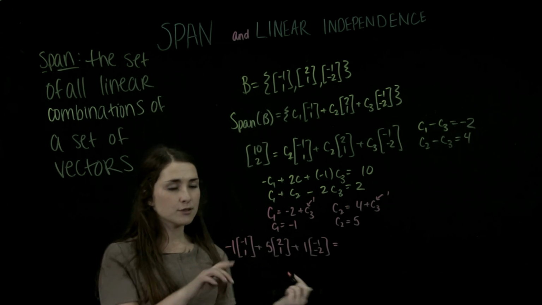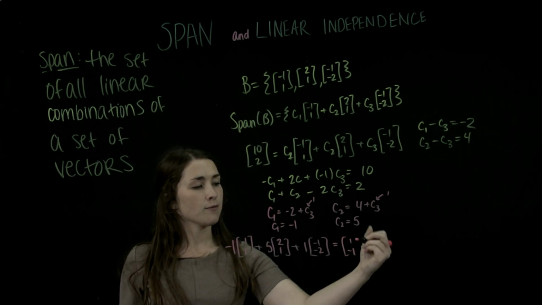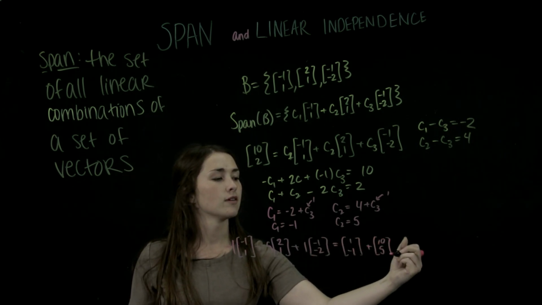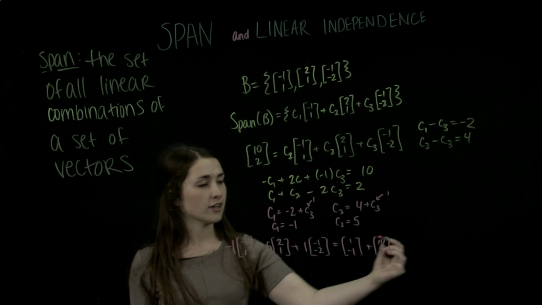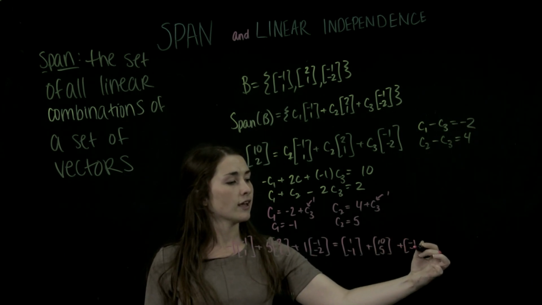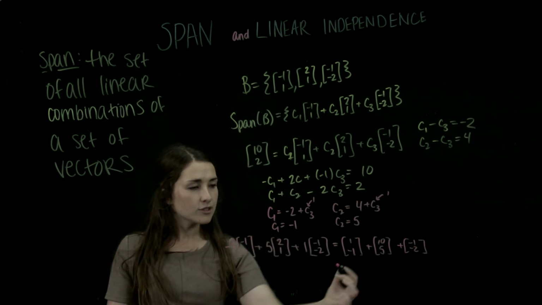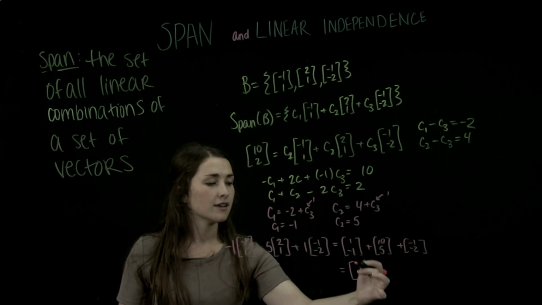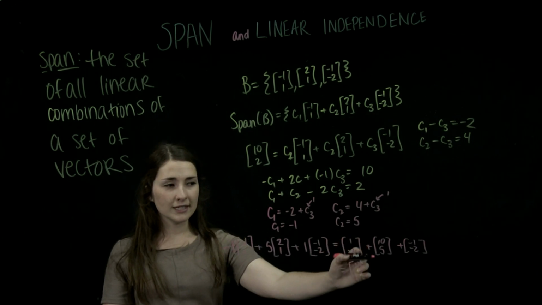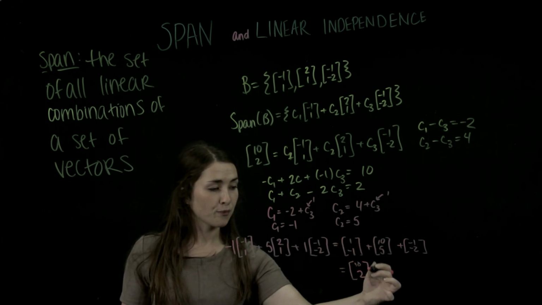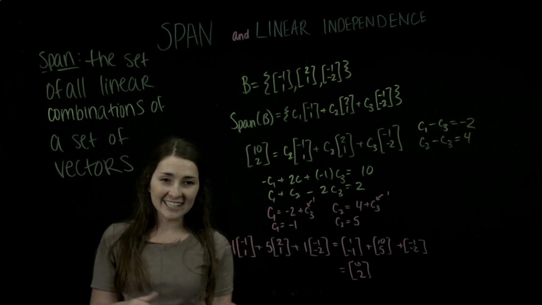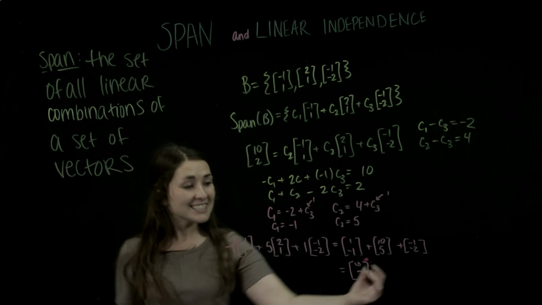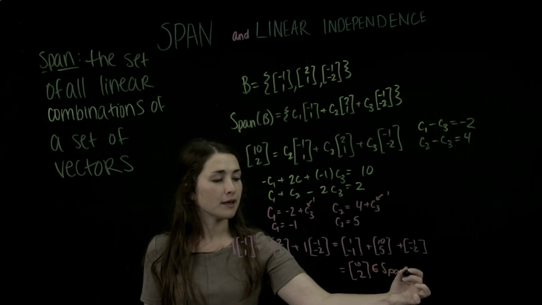We have -1 times our first vector is going to give us (1, -1). 5 times our second vector is (10, 5). And then 1 times our last vector is going to be (-1, -2). So what is this equal to? We have 1 plus 10 minus 1 is 10. And -1 plus 5 minus 2 is 2. So voila, we have constructed (10, 2) as a linear combination of the 3 vectors in B. So that means that (10, 2) is indeed in our span of B.